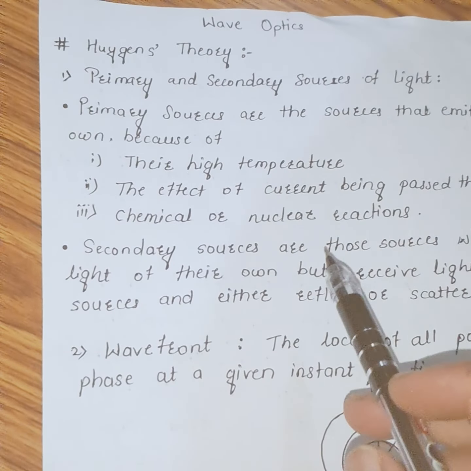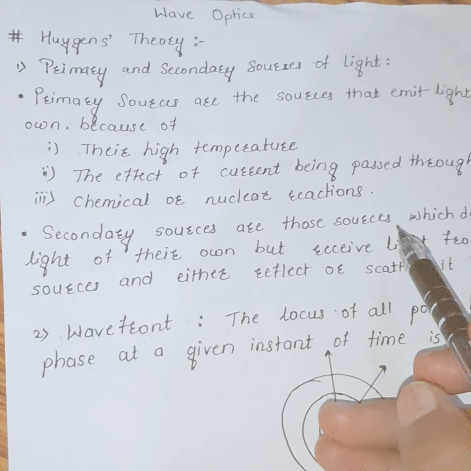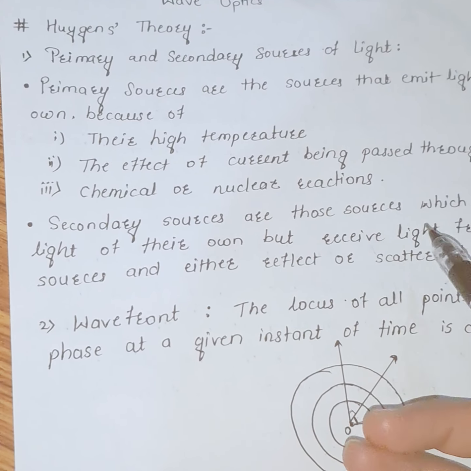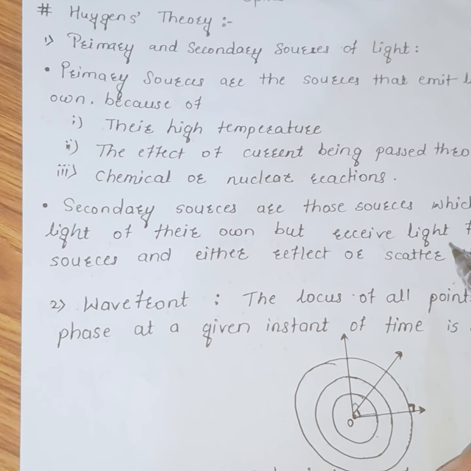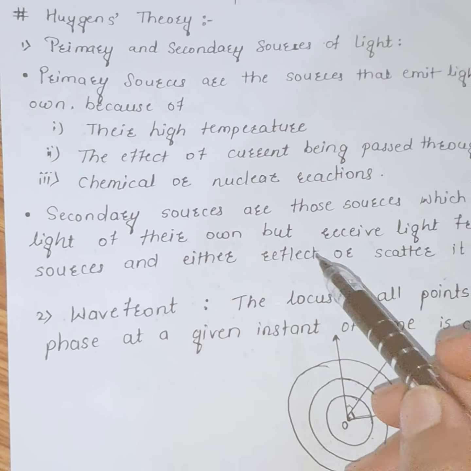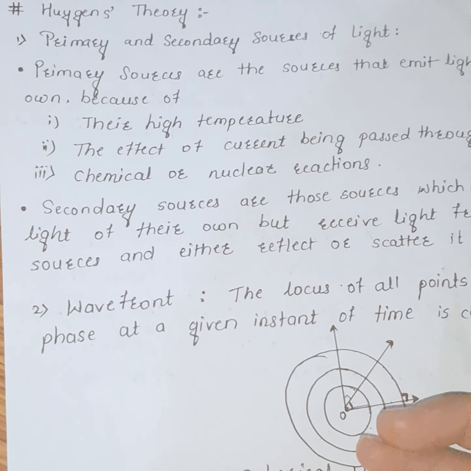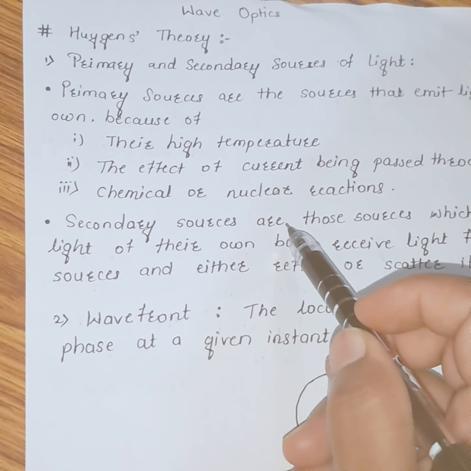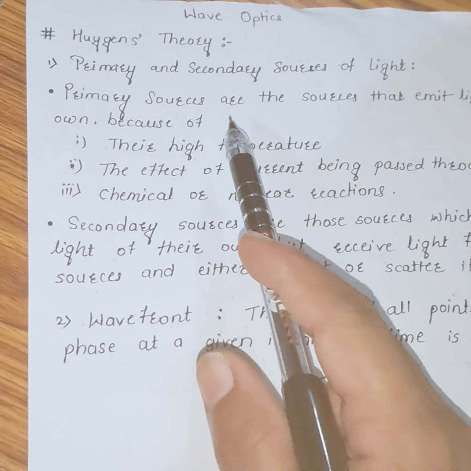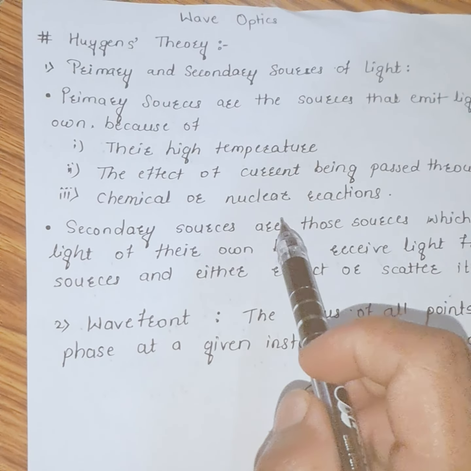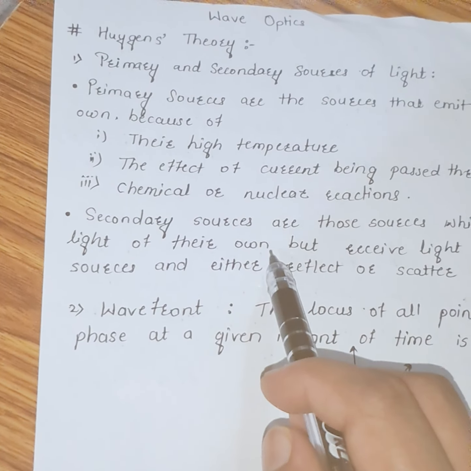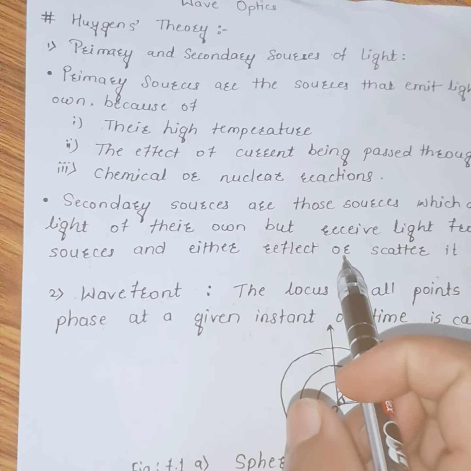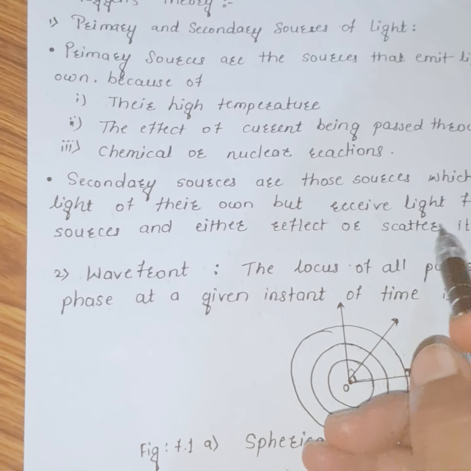Then secondary sources. Secondary sources are those sources which do not produce light of their own, but receive light from other sources like primary sources, and they either reflect or scatter it around. It means that secondary sources take light from primary sources. They do not produce light of their own, but receive light from primary sources and either reflect or scatter it around.